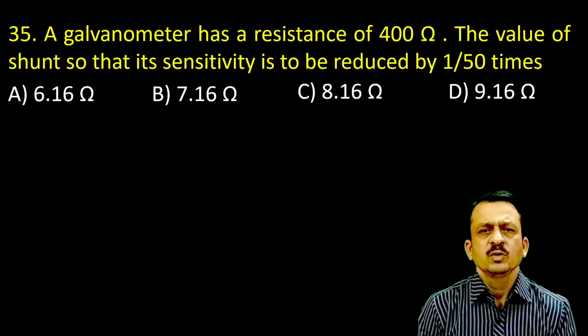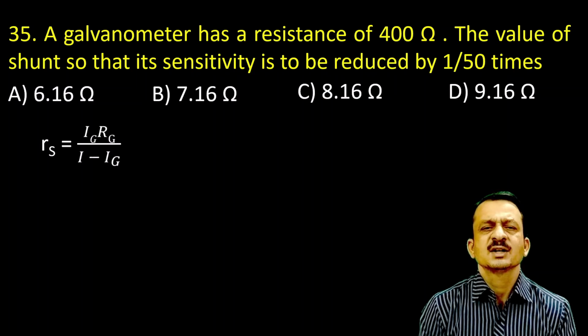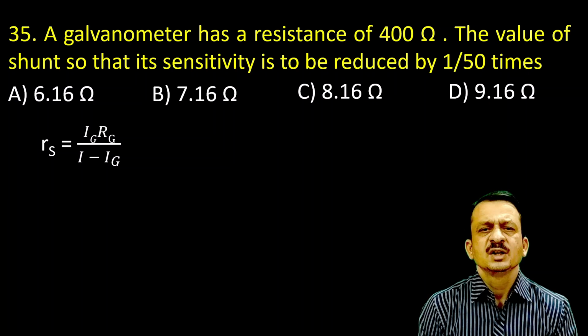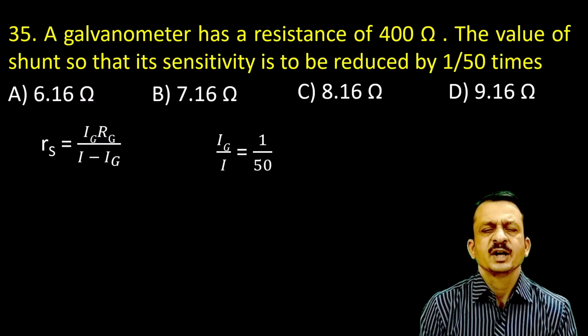Now we know the expression for the shunt resistance in the case of a galvanometer converting into ammeter, that is Rs is equal to Ig into Rg divided by I minus Ig. Now here the sensitivity has to be reduced. That means Ig by I should be 1 by 50. That has to be reduced.